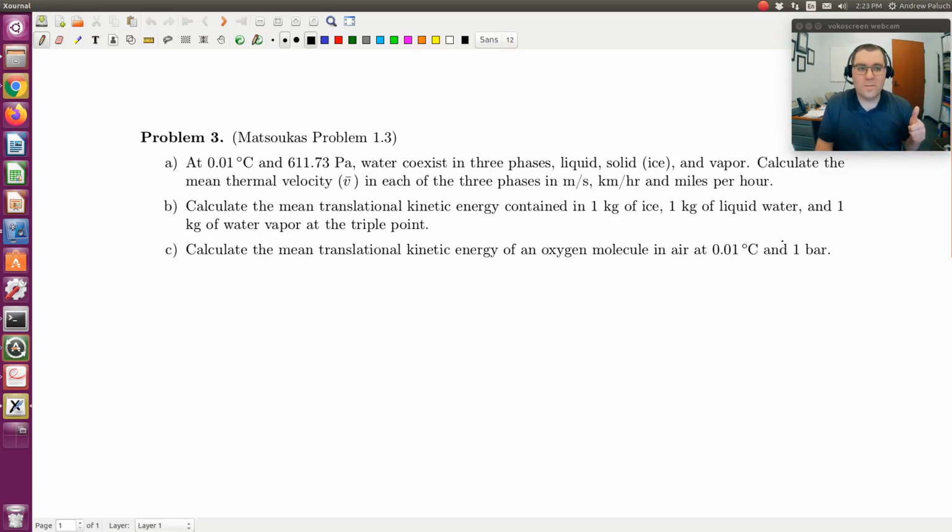So cool. Okay, now I just want to, so that's the equation I'd use for A. We'll come back to some masses in a second. Then C and D, or B and C, we're asked for mean translational kinetic energy.